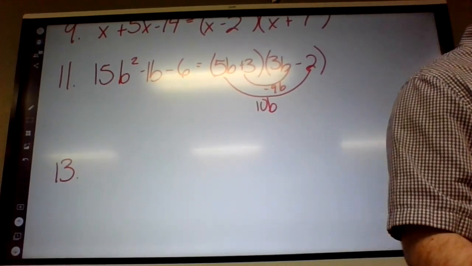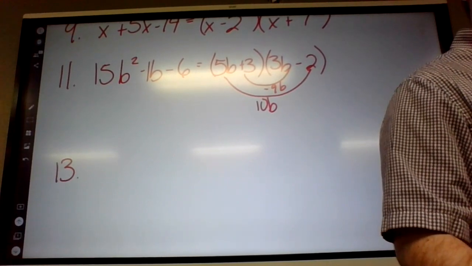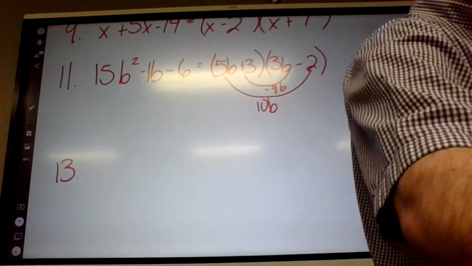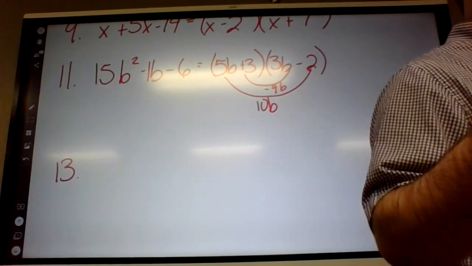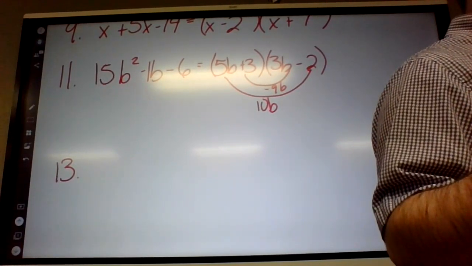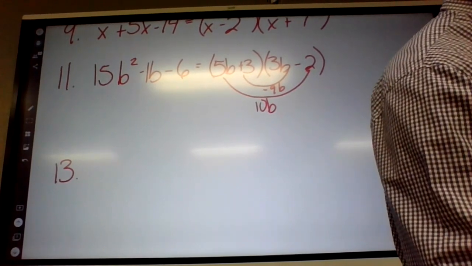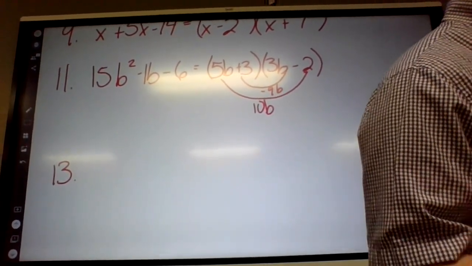On 13, my book has a misprint. It's supposed to say a squared minus 9. Does yours say that, or does it say something else? It says a squared minus 9. Okay. Yeah, it's just my book. It's probably older or something.